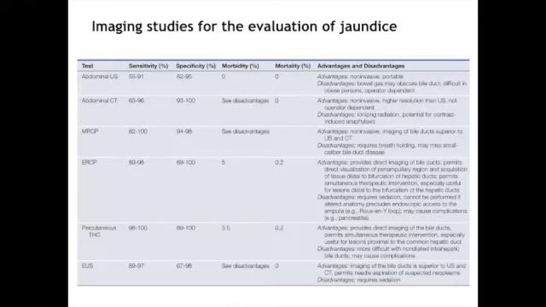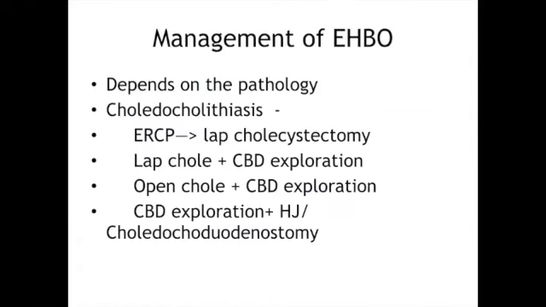So these are the various studies which compared different imaging modalities, including ultrasound, CT, and MRCP, and most of the studies have shown that abdominal CT and abdominal MRI have almost the same sensitivity and specificity in picking up the lesions in patients with extrahepatic biliary obstruction.